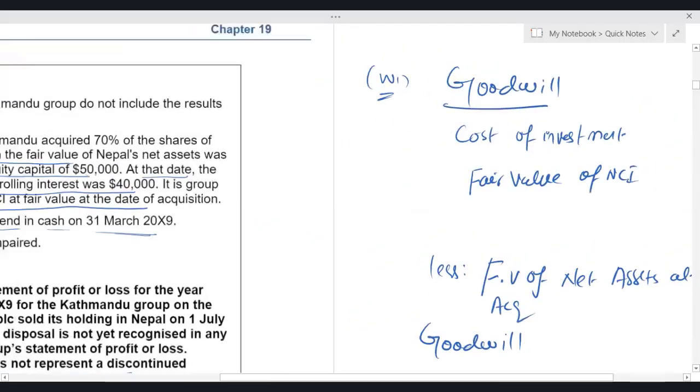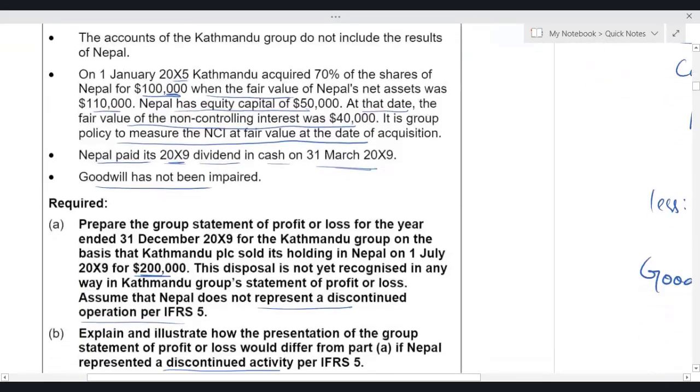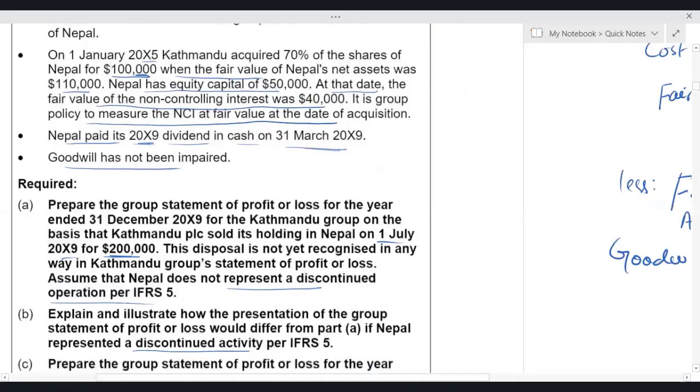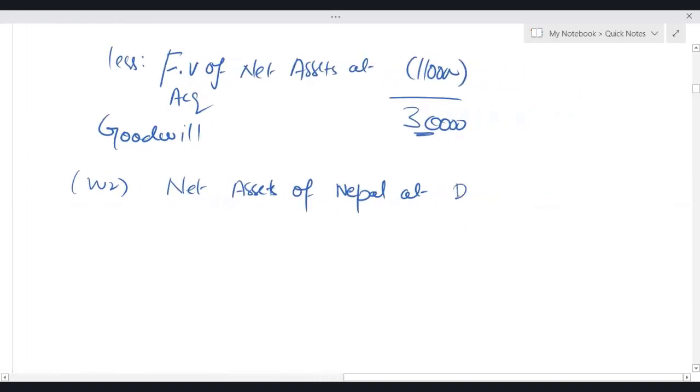Now working 2. Look at this. When we are selling our holding in the subsidiary, that is very important. On 1st July X9, meaning mid of the year. So we need to calculate net assets of Nepal, that is the subsidiary, at disposal. Never forget the date is 1st July X9. It is important for us.